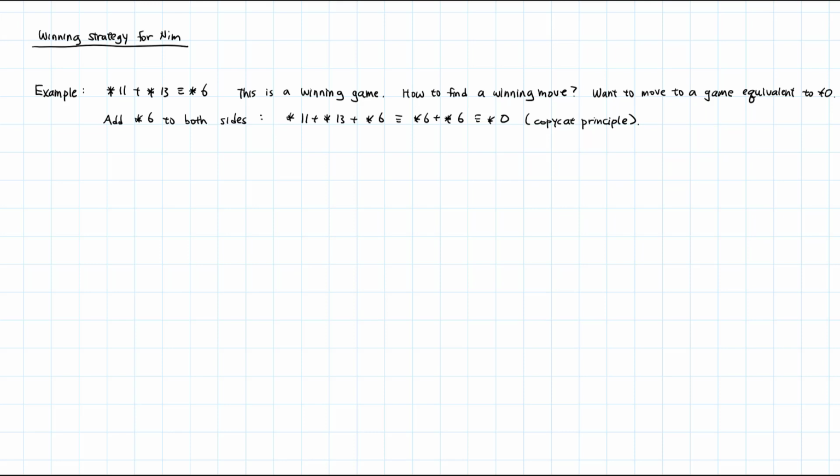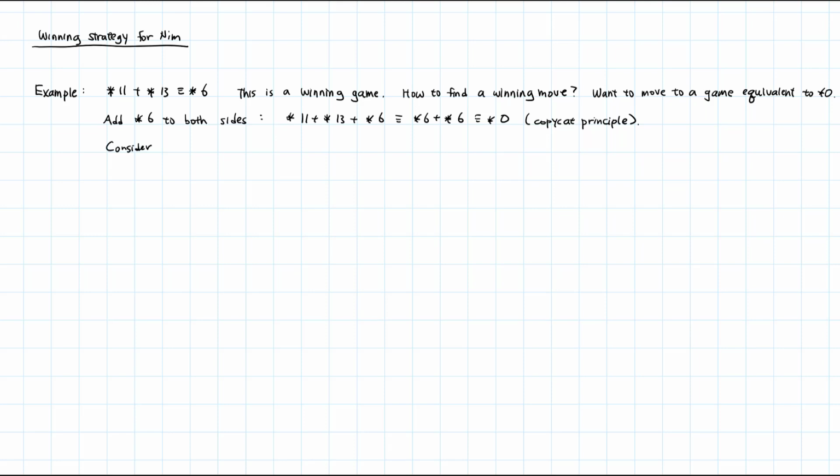Now we started the game with two piles, *11 + *13. But now we have a game with three piles, *11 + *13 + *6. This is not a valid move in nim. One way to avoid that is by grouping *6 with the *13.